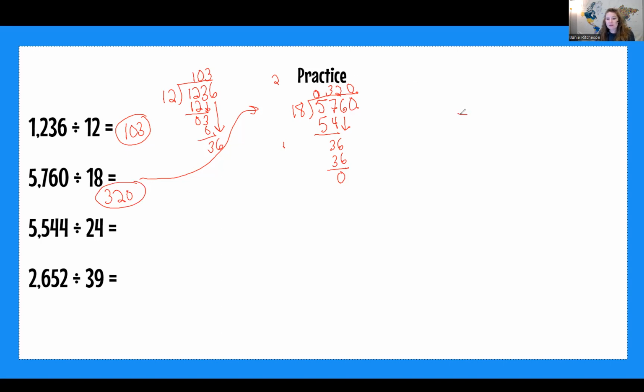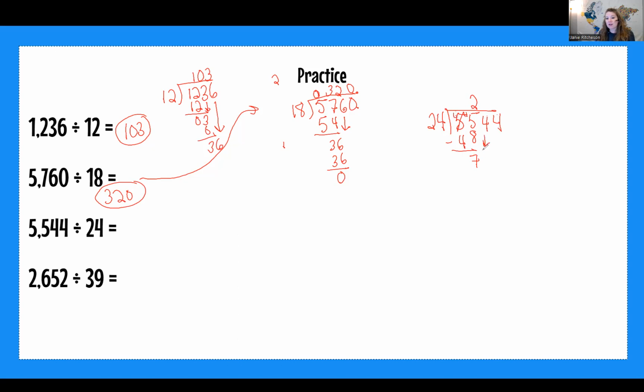All right, the next one is 5,544 divided by 24. 24 won't go into 5, but it'll go into 55 2 times. 2 times 4 is 8. 2 times 2 is 4. I'm going to subtract, and I get 7. This becomes a 4. So my remainder is 7.